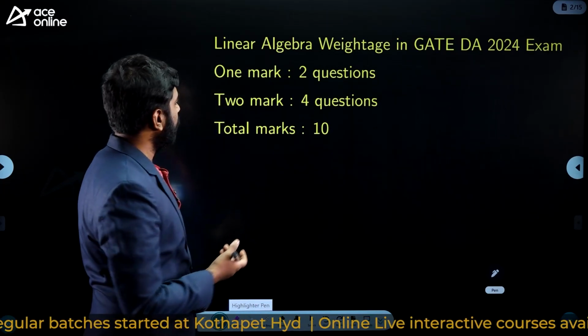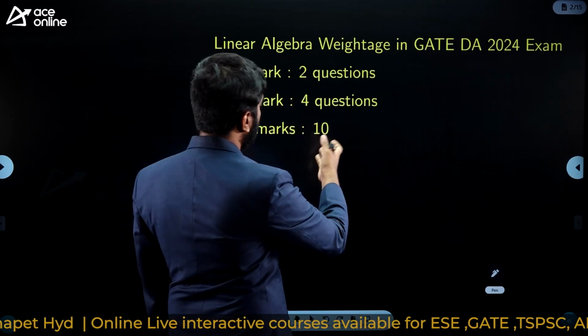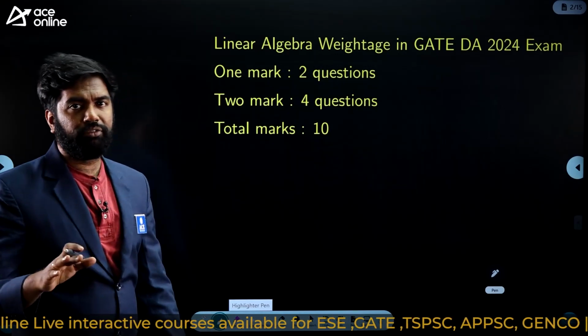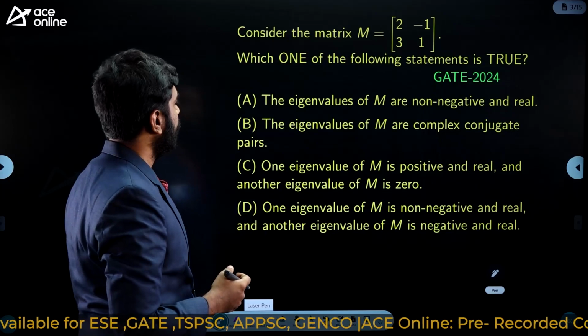So 2 1-mark questions and 4 2-mark questions. So 2 into 4 is 8, 8 plus 2 is 10. So a total of 10 marks appeared from the linear algebra section. Let us solve those questions.